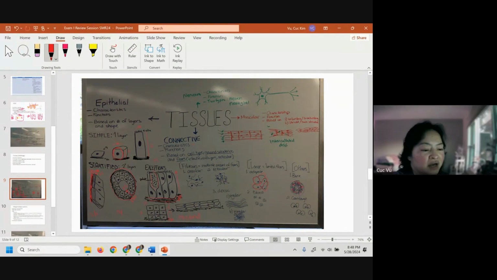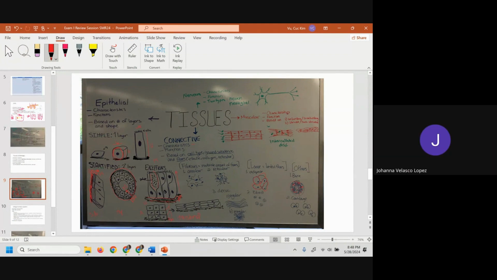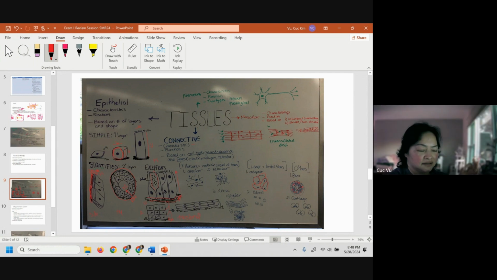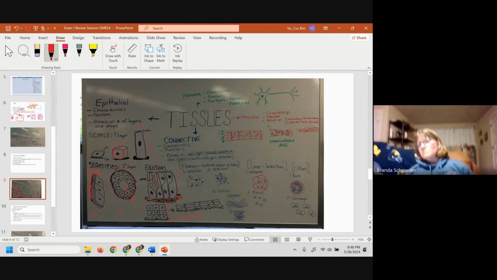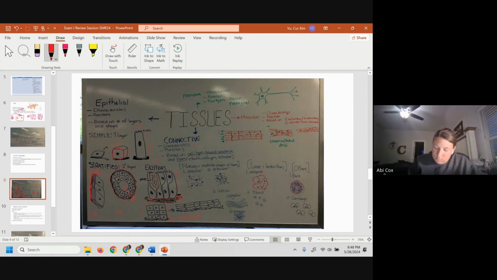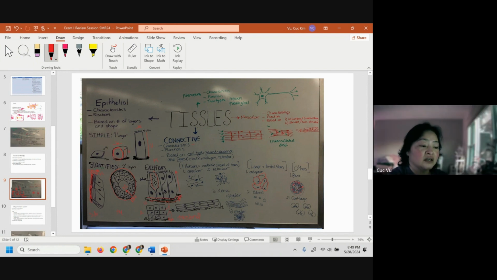Yep. And then you have cartilage. Within cartilage, there are three types of cartilage. What are the three types of cartilage? Hyaline cartilage, elastin cartilage. Yep. There's one more. Starts with an F. Fibrocartilage. Excellent.